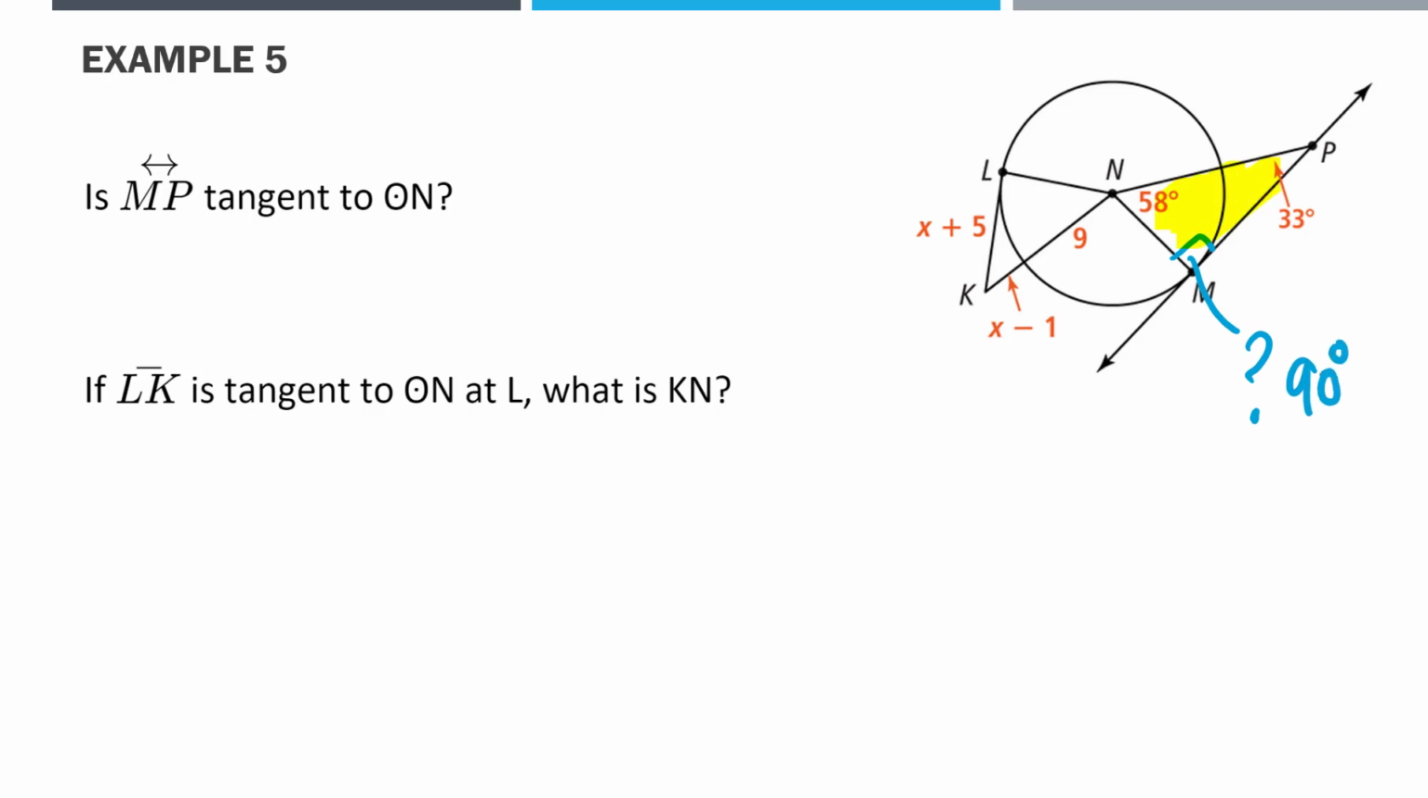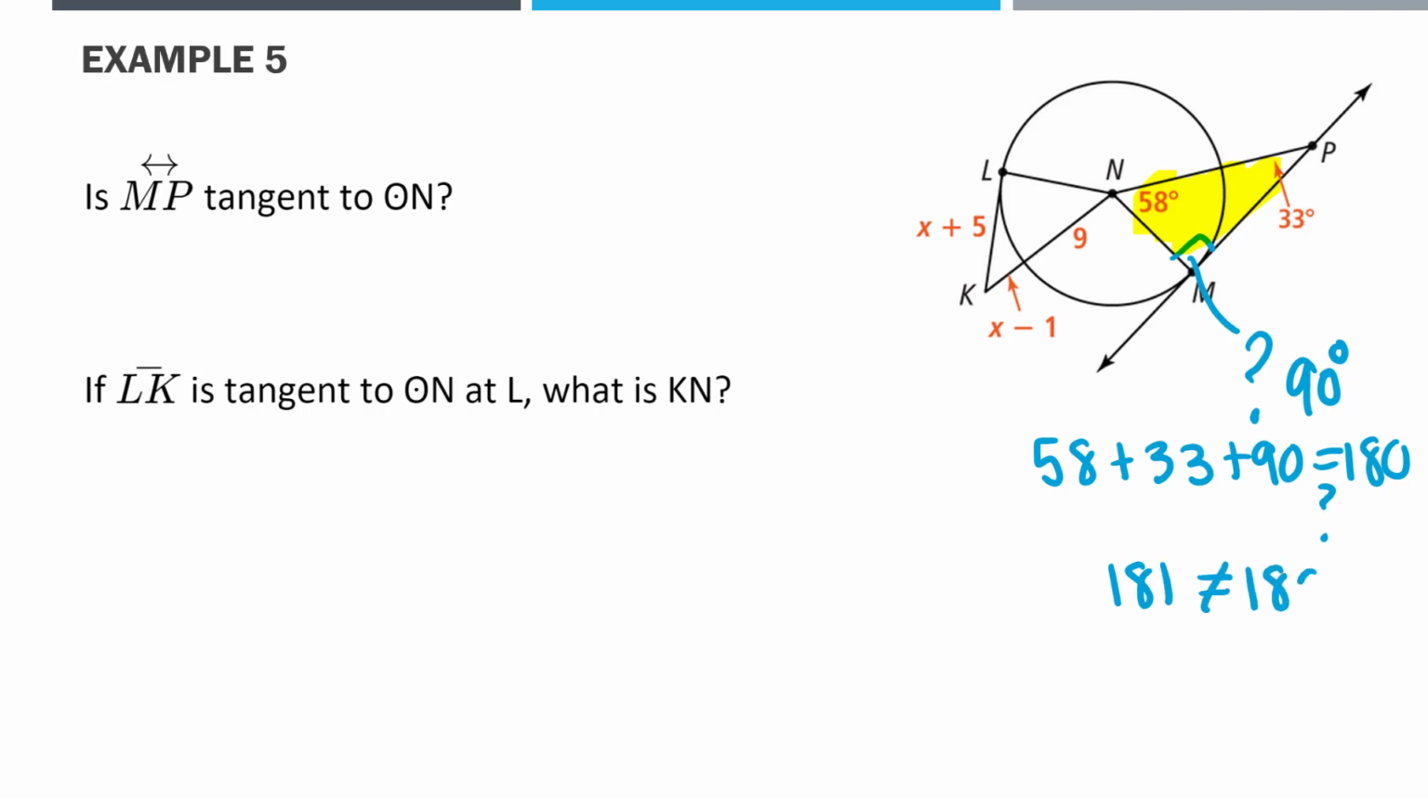If we look at the triangle on the right-hand side, let's add up the angles and see if they equal 180. 58 plus 33 plus 90, is that equal to 180? If we add up the numbers on the left-hand side, they actually add to 181. So that means that no, ray MP is not tangent.